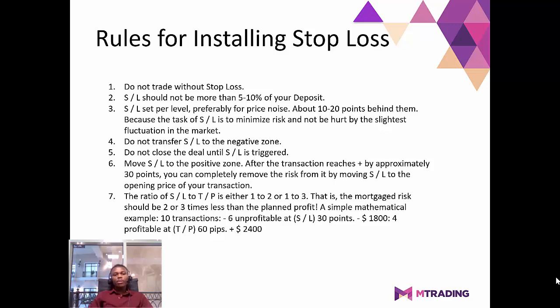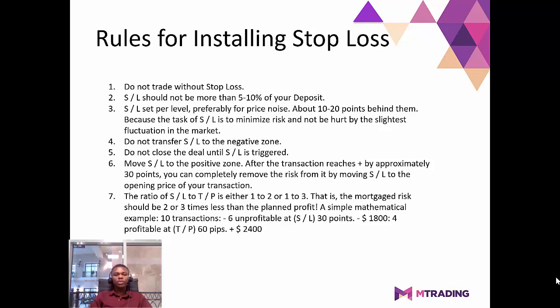So number six, move stop loss to the positive zone after the transaction moves in a positive direction by approximately 30 points. You can completely remove the risk from it by moving stop loss to the opening price of your transaction. Now, this helps you to break even. Even if it goes against you, you are not losing any amount of money in this trade. Now, number seven, the ratio of stop loss to take profit is either 1 to 2 or 1 to 3.